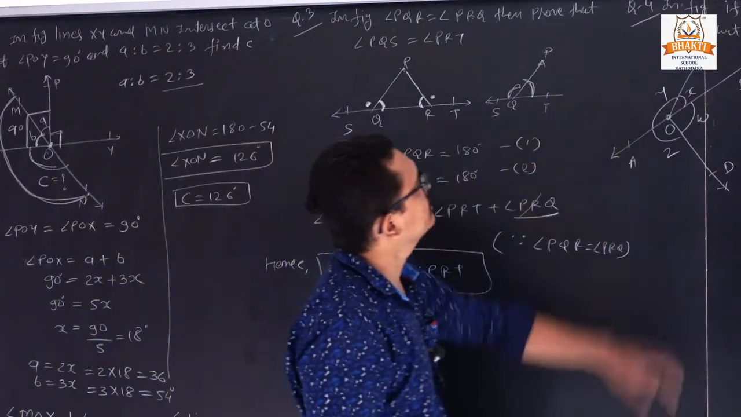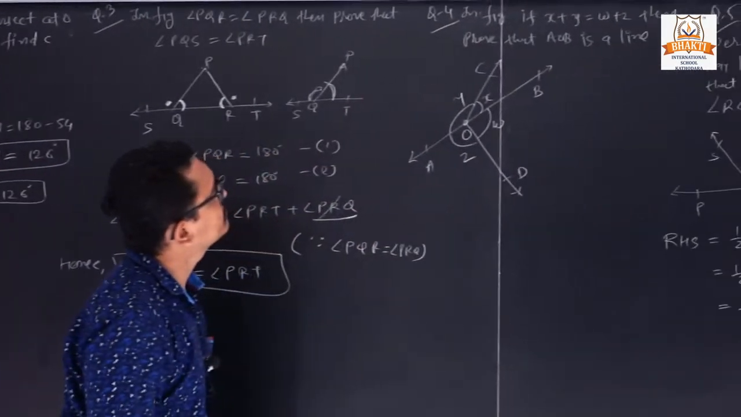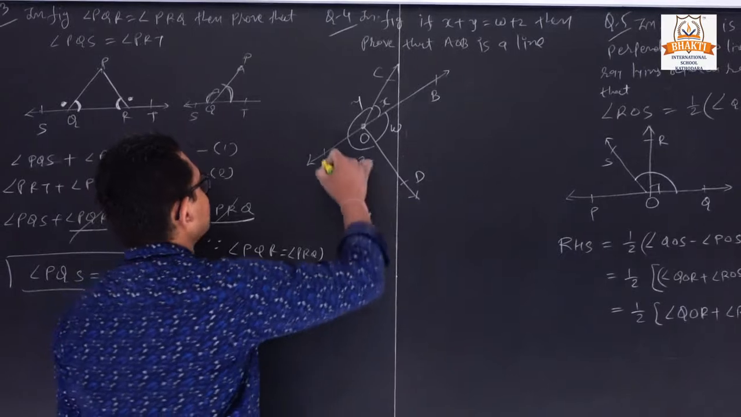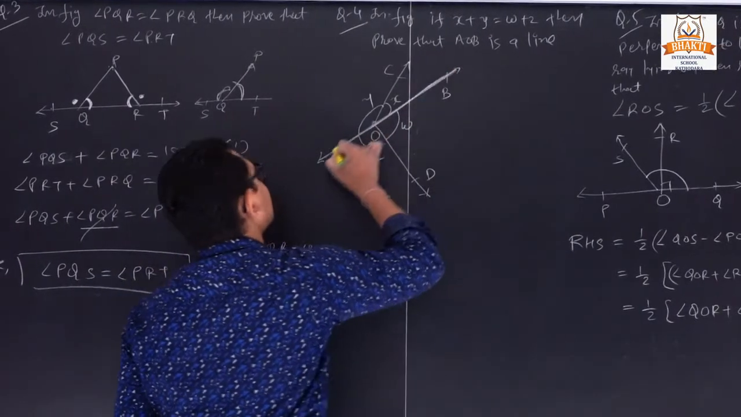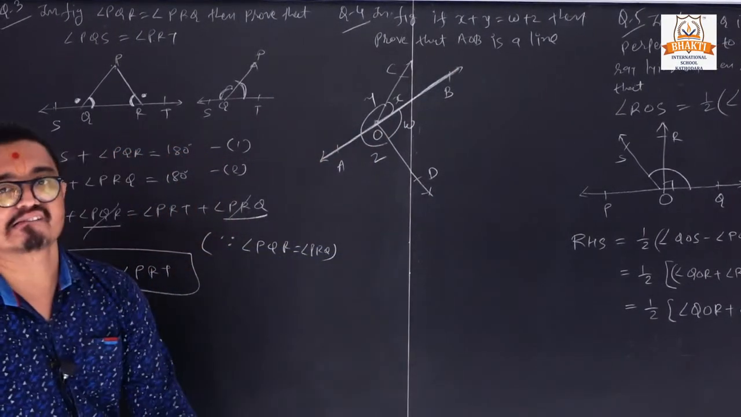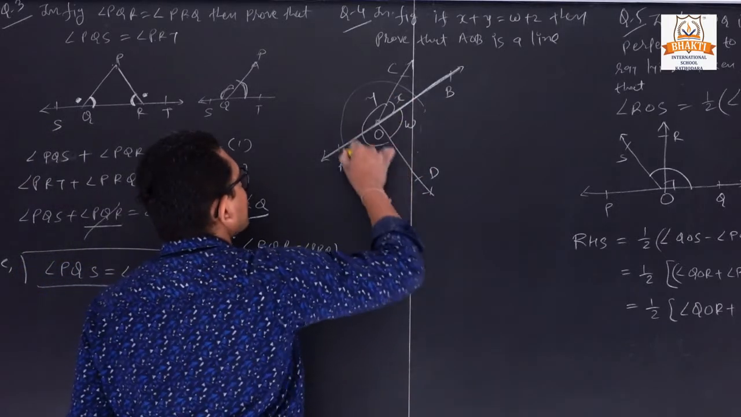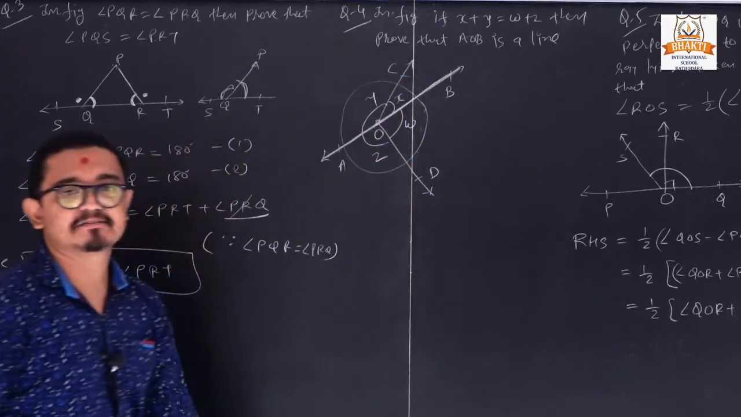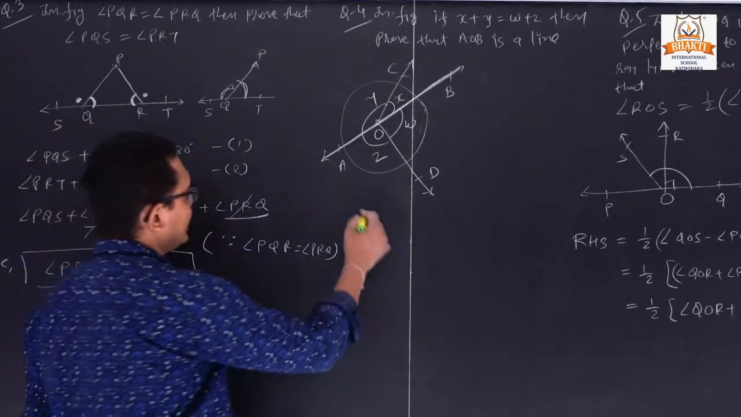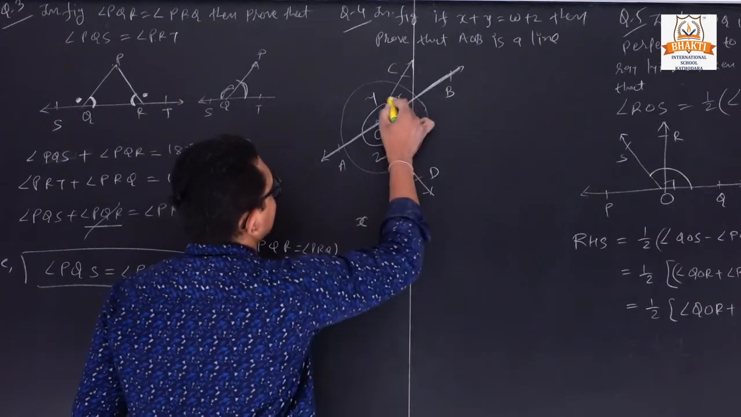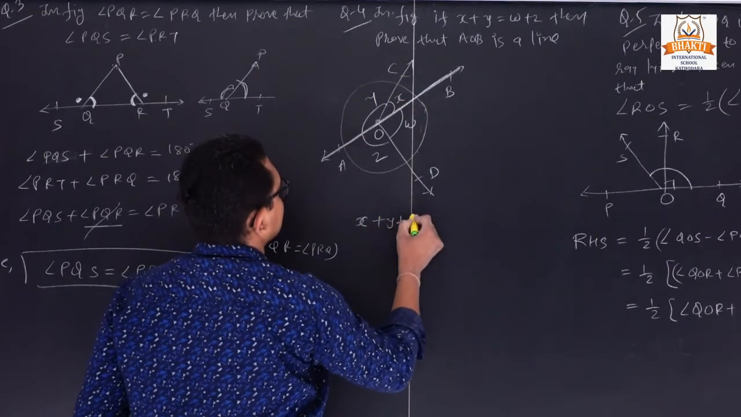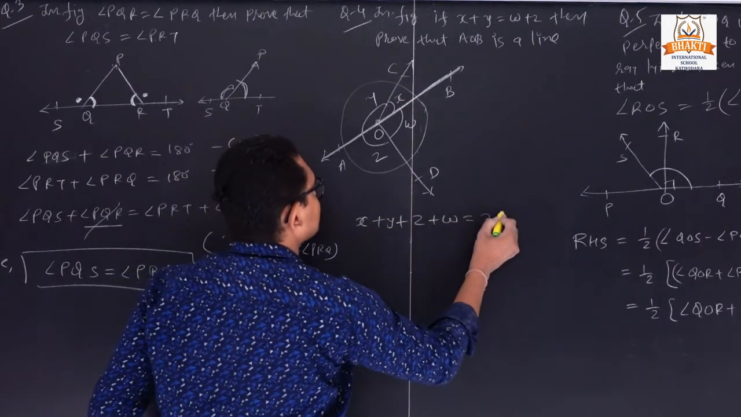Now next, question number 4. Prove that AOB is a line. So we need to prove that it is a line. See that the summation of all angles around this circle is 360 degrees. So we can write x plus y plus z plus w is equal to 360 degrees.